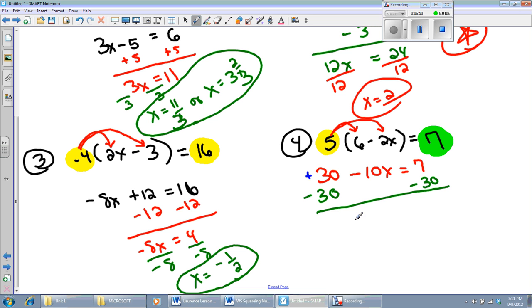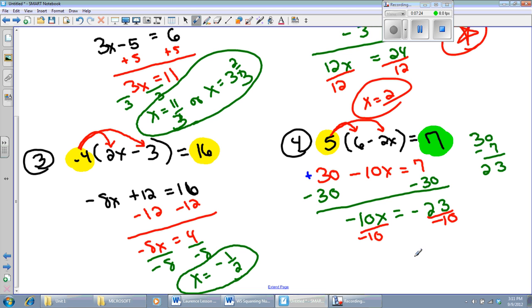All right, I've got -10x on the left. Now before you get this wrong, do you know what 30 minus 7 is? Hopefully you know it's 23. Okay, well if it's 23, then 7 minus 30 must be -23. Okay, now x is not alone, it's got a -10 attached to it, so I'll divide by -10.